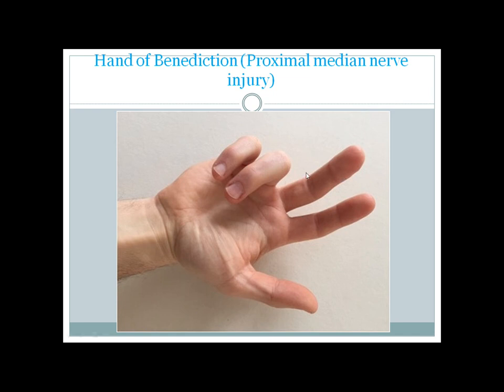So this sign of benediction, or hand of benediction, occurs due to the proximal injury of the median nerve, especially at the supracondylar region. Because if you lose the median nerve in that region, the muscles of the forearm are no longer supplied. So they can no longer flex your second or third finger. So you will have an extension of this finger because the radial nerve is intact, the extensors are intact, so there will be extension, but there will not be any flexion. So this is the hand of benediction in median nerve injury.